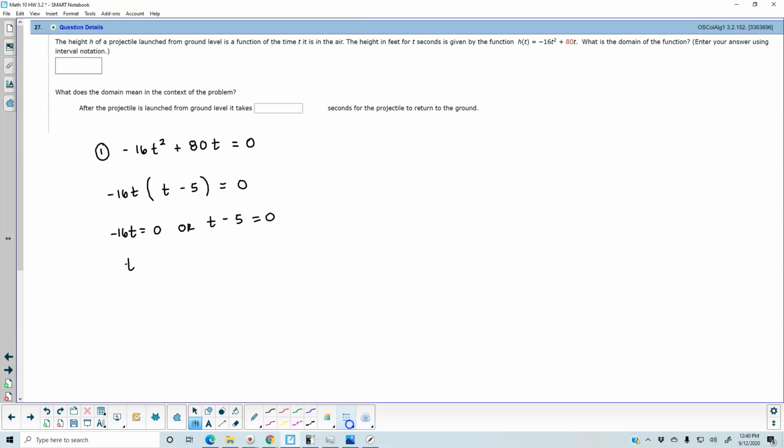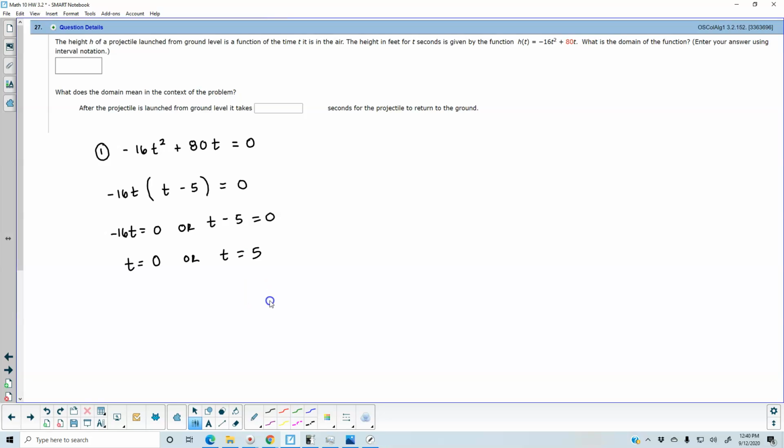When we divide both sides by negative 16, we know that t is equal to 0. When we add 5 to both sides, we know that t is going to equal 5. So what that means is that at time 0 to time 5, that's how much it's in the air.